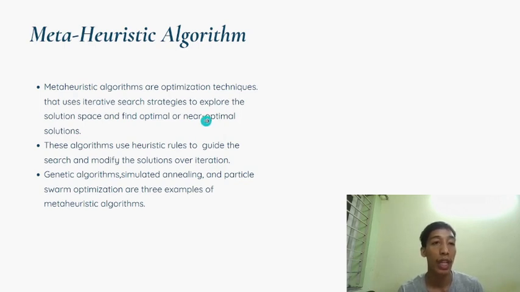So, what is a metaheuristic algorithm? Metaheuristic algorithms are optimization techniques. They use iterative search strategies to explore the solution space and find optimal or near optimal solutions. These algorithms use heuristic rules to guide the search and modify the solutions over iterations. And metaheuristic algorithms basically have three types: genetic algorithms, simulated annealing, and particle swarm optimization.